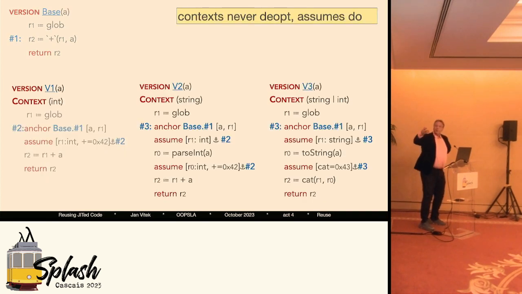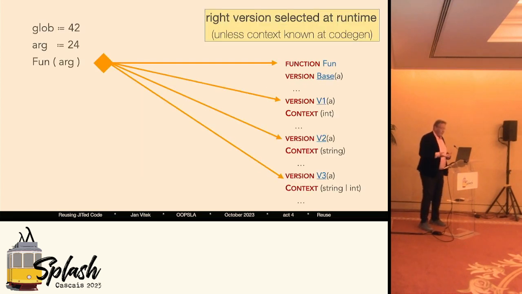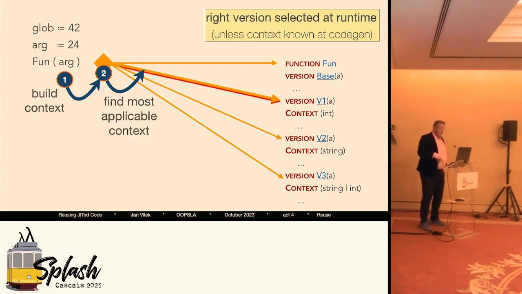And so on, you can generate various versions. So version 2 assumes the argument is a string. Version 3 says, well, it could be a string or an int, I don't know. And each of them makes optimizations. So then what do we do at runtime? Well, when we see a call to the function, we will have to pick which of all the versions we have we're going to jump to. And that we do by building a context and dispatching on the most applicable context.